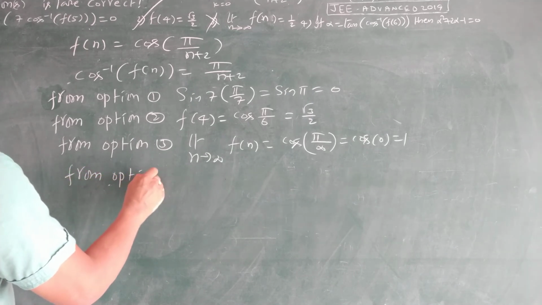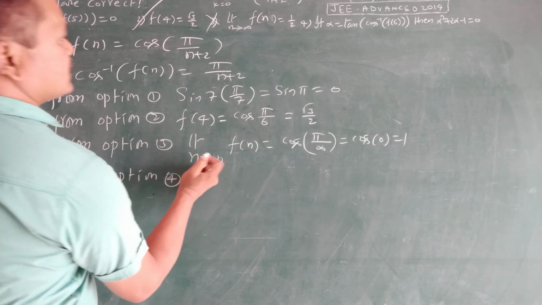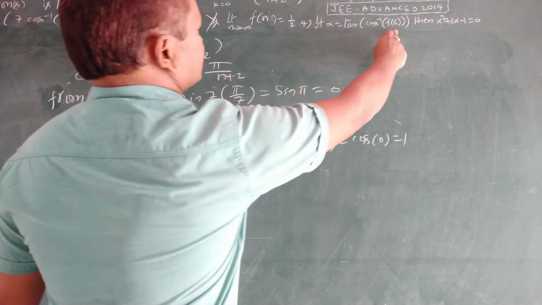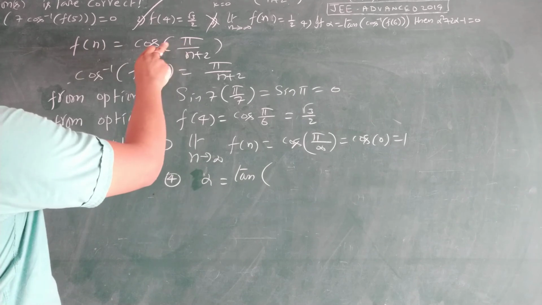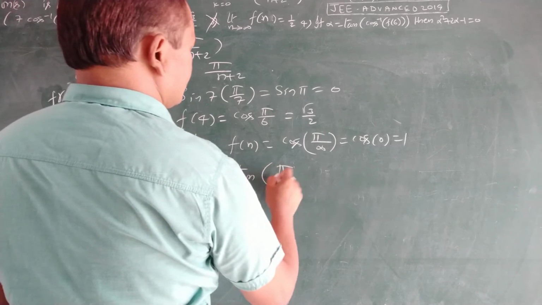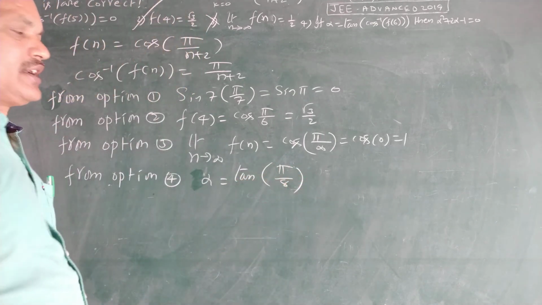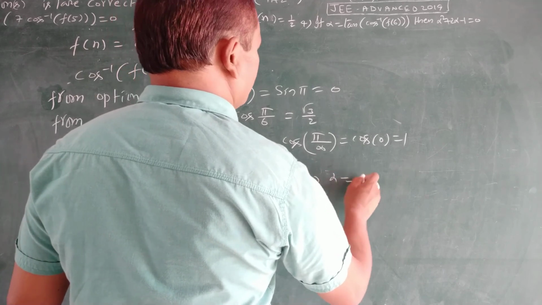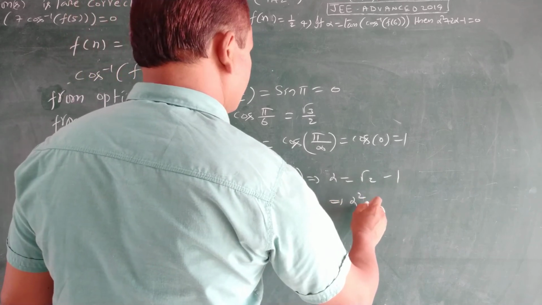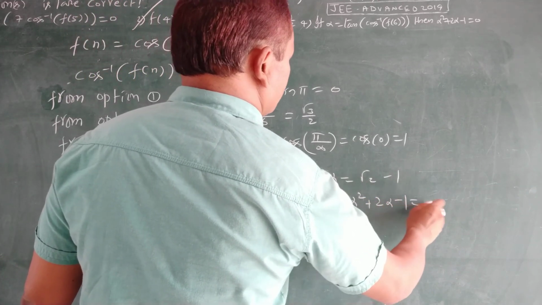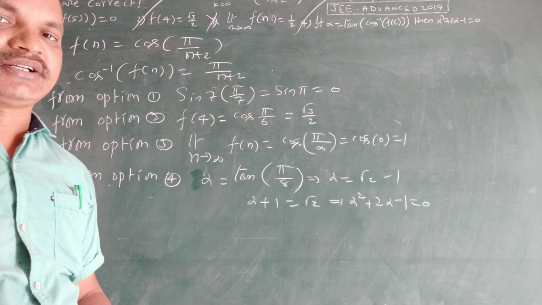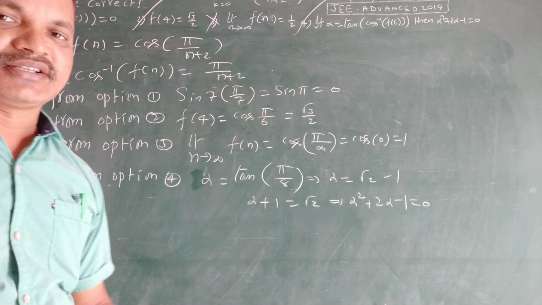From option 4, that is alpha is equal to tan of cos inverse of f of 6. F of 6 is cos pi by 8. Cos inverse, that's why cos inverse pi by 8. So it is pi by 8. Tan pi by 8 is nothing but root 2 minus 1. That's why alpha is equal to root 2 minus 1. So alpha plus 1 is equal to root 2. So alpha square plus 2 alpha minus 1 is equal to 0. That's why the fourth option is correct. That's why first option correct, second option correct, third option wrong, fourth option is right. That's all. Okay, right.